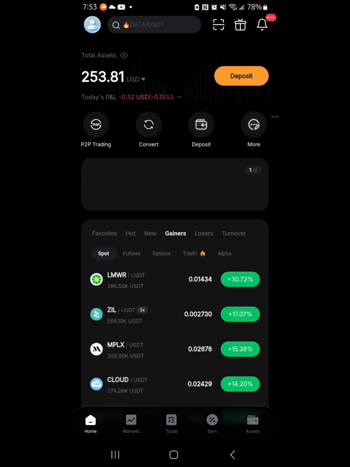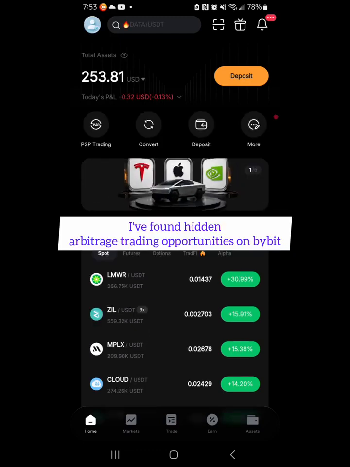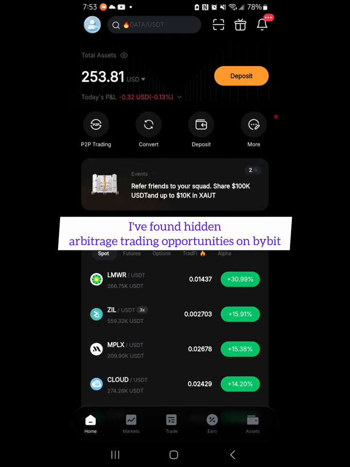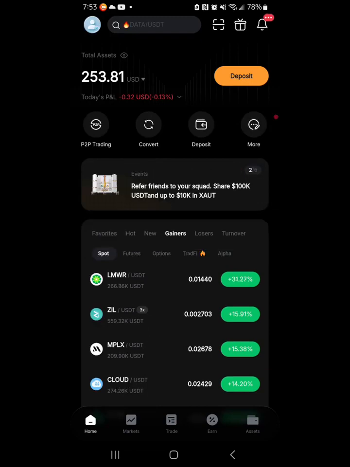Guys, I think I have actually found a cheat code on how to continuously capitalize on the arbitrage trading opportunity on Bybit. Over the past days, I've been able to continuously spot effective arbitrage trading opportunities, by the way, and implement those opportunities to see some good results.